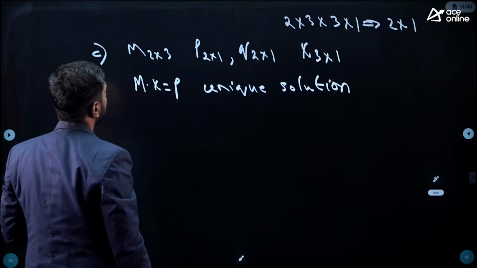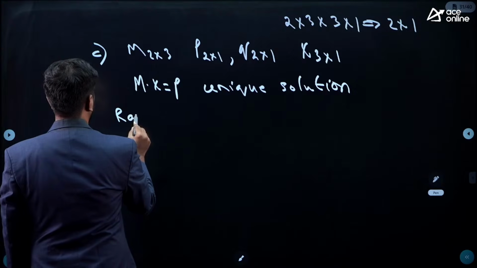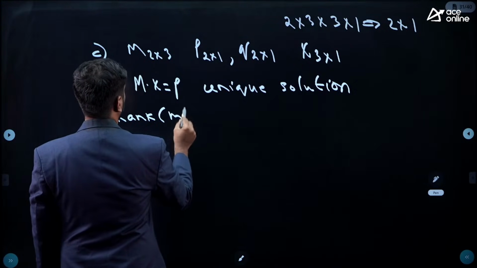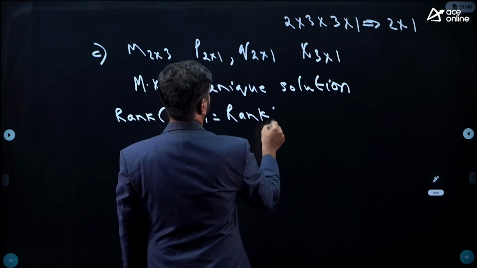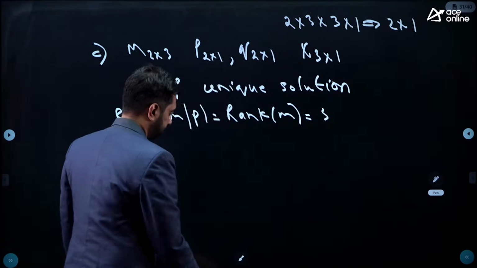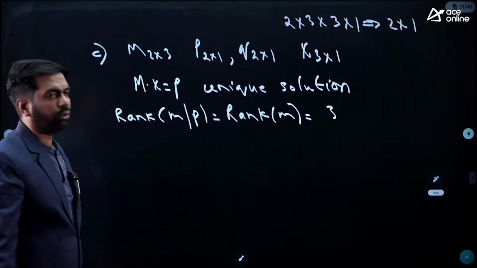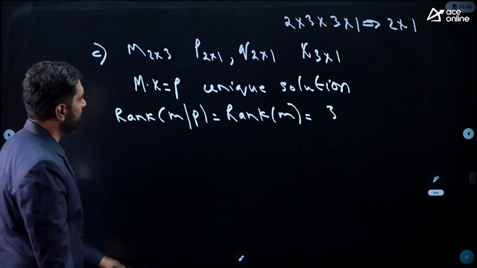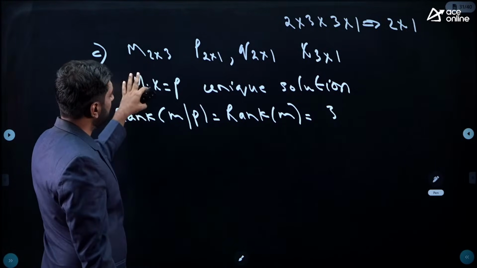He wants a unique solution. So for a unique solution, we have rank of MP equal to rank of M, and it has to equal the number of variables, which is 3. Yes or no? Rank of MP equal to rank of M, it should be equal to the number of variables. Here the number of variables is 3. But rank of M can never be 3.